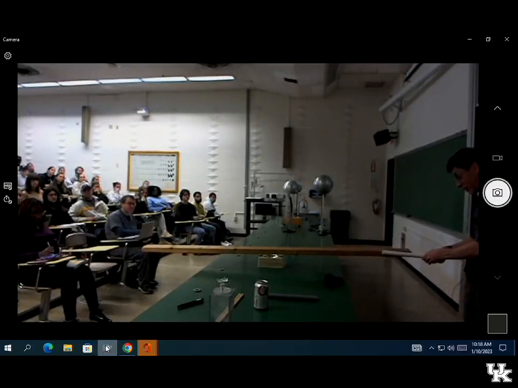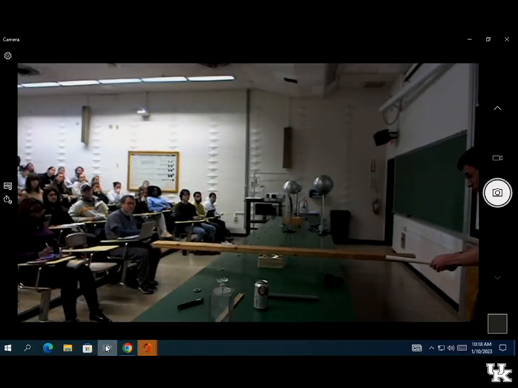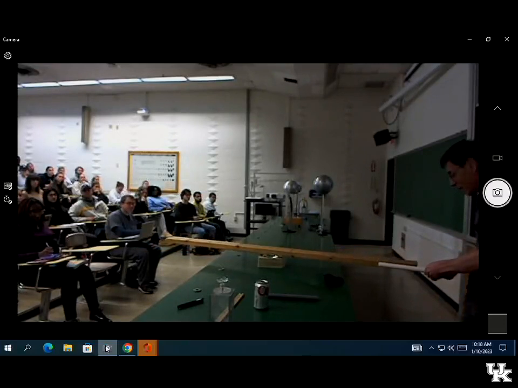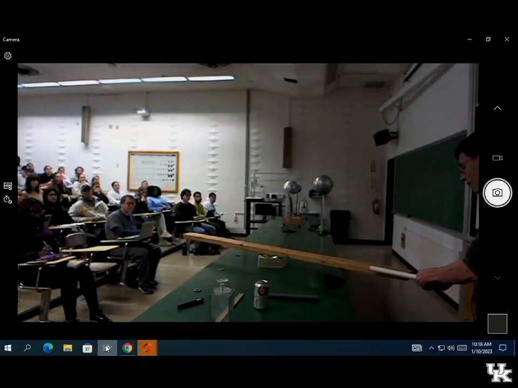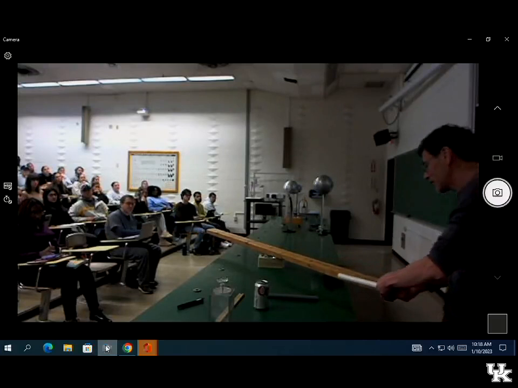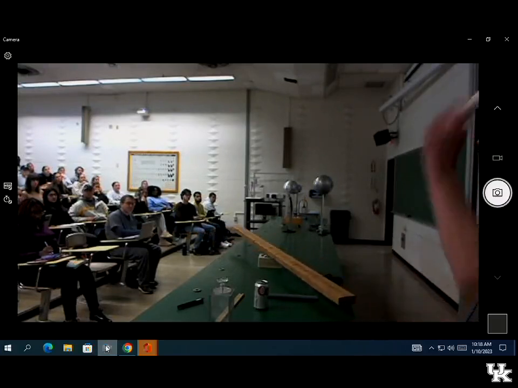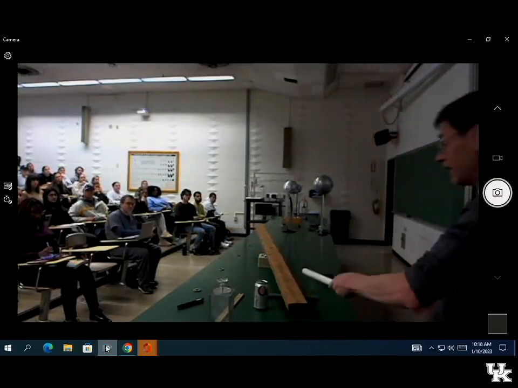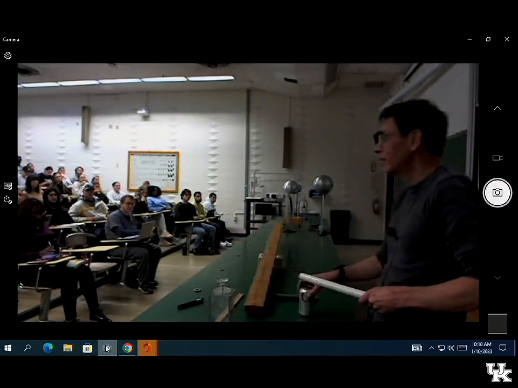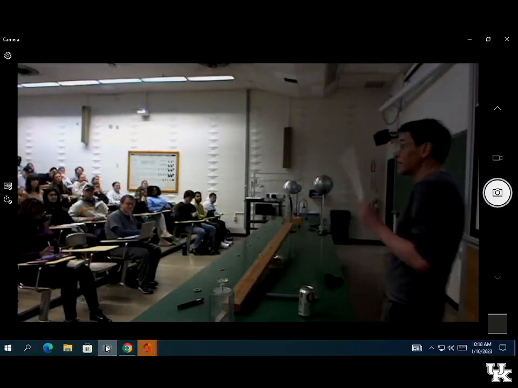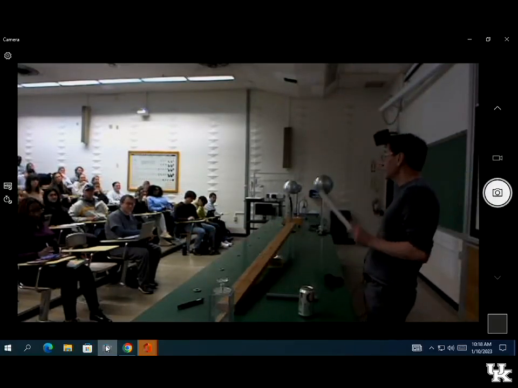If you're near the front, you can see that I'm not touching it. But I literally am pulling a 2x4 with a little piece of plastic pipe that I rubbed. So this is a charged object. That is a neutral object. So that's how powerful electricity is.